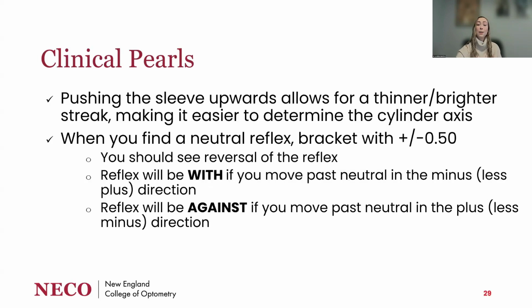Pushing the sleeve upwards also allows for a thinner, brighter streak, and sometimes this can help determine the cylinder axis. When you find a neutral reflex, you should be bracketing with plus or minus 0.50 diopters, and the reflex will be with if you move far past neutral in the minus direction, which is in the less plus direction as well. The reflex will become against if you move past neutral in the plus or less minus direction. This is a good way to check yourself to make sure that even if you've hit neutrality, you can convince yourself that you're not missing any added power because you truly see that reversal.